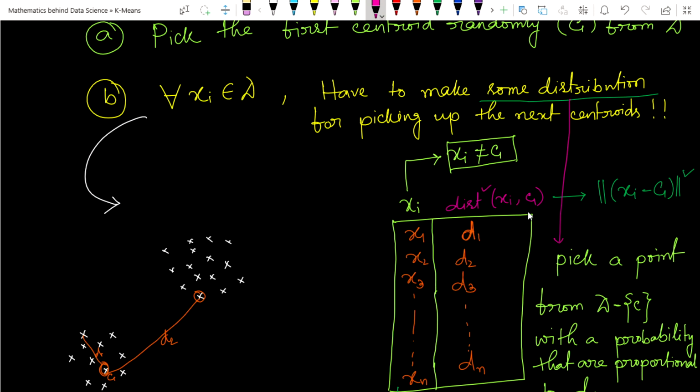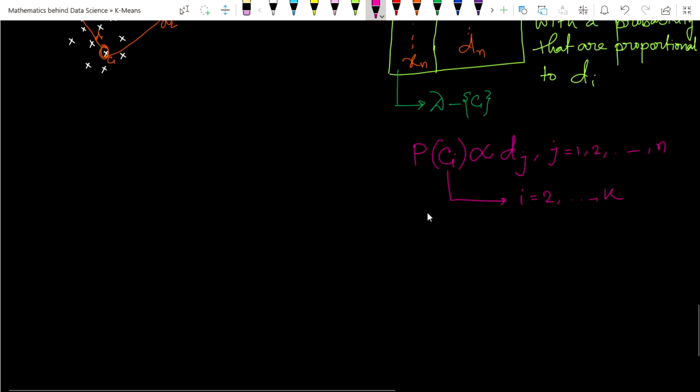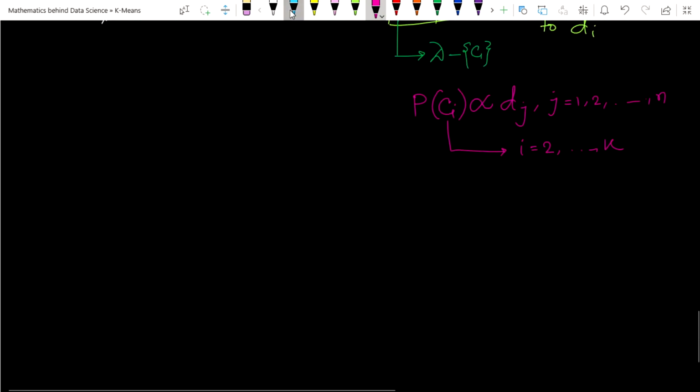Okay, now let's try to digest this through another example. Suppose we have 3 clusters of data. Such kind of data we have. This is one cluster set, and this is another cluster set.